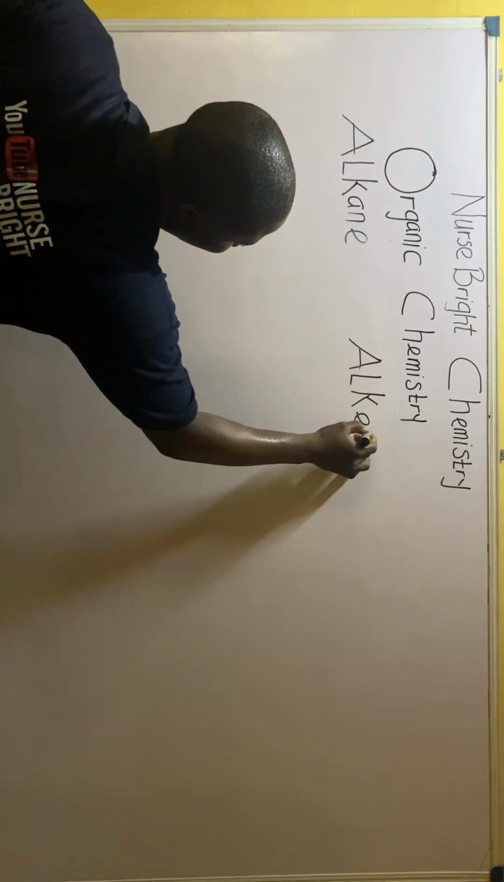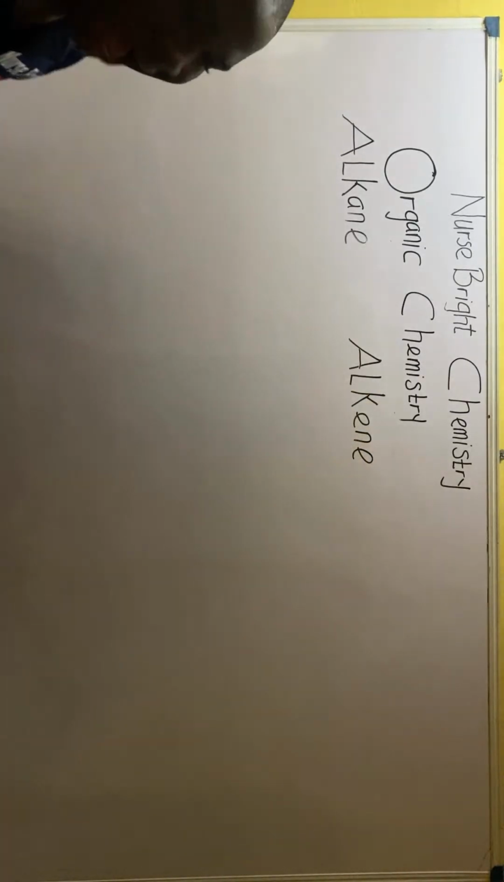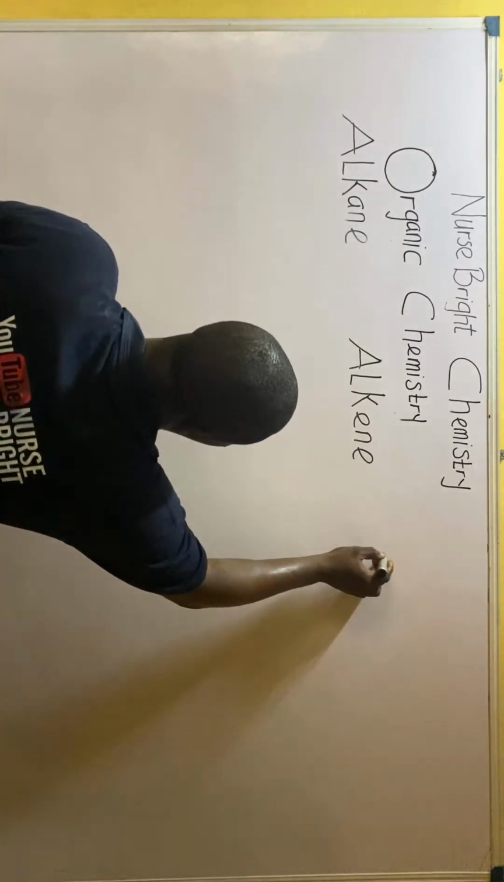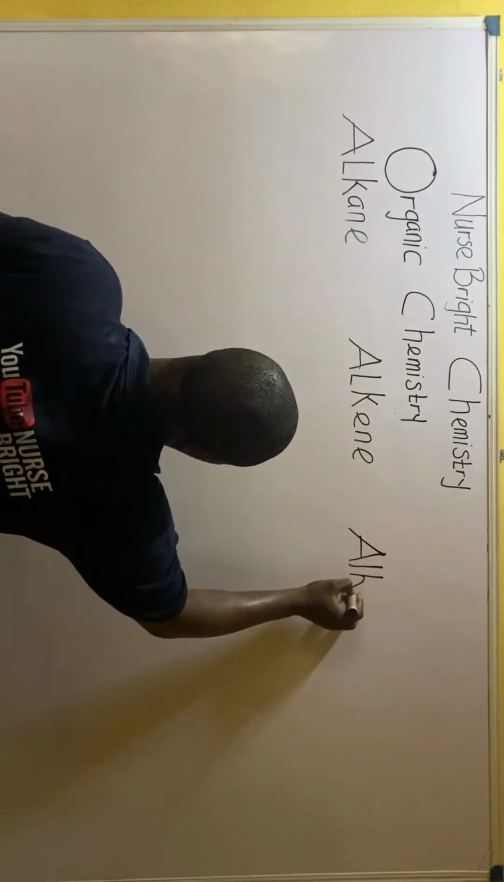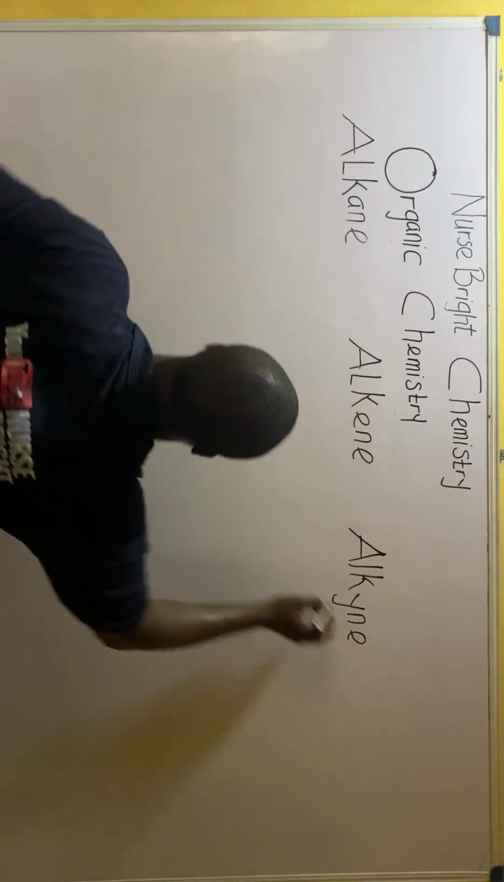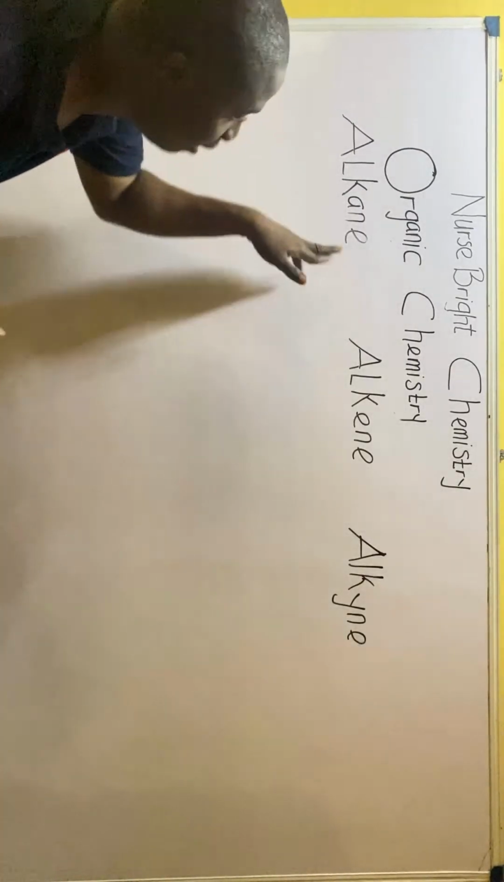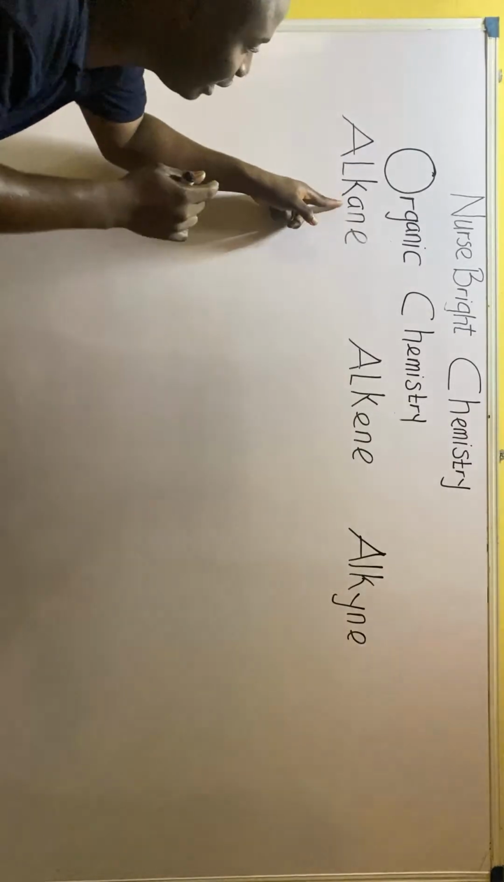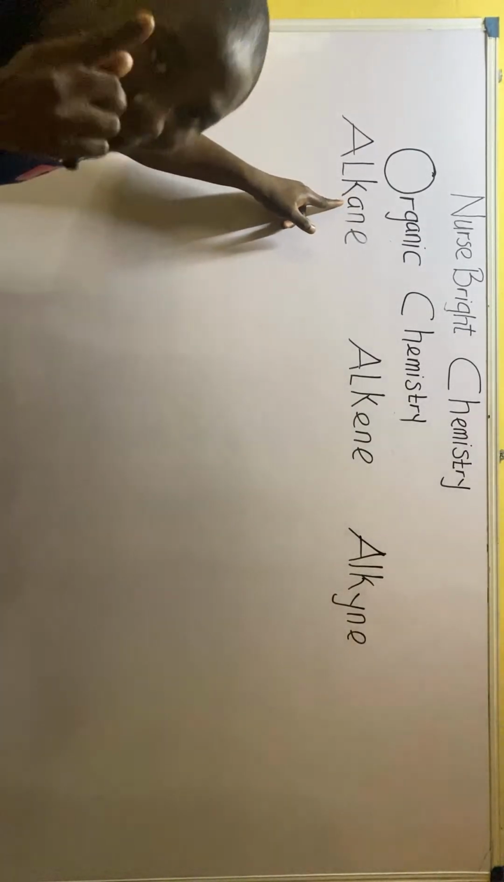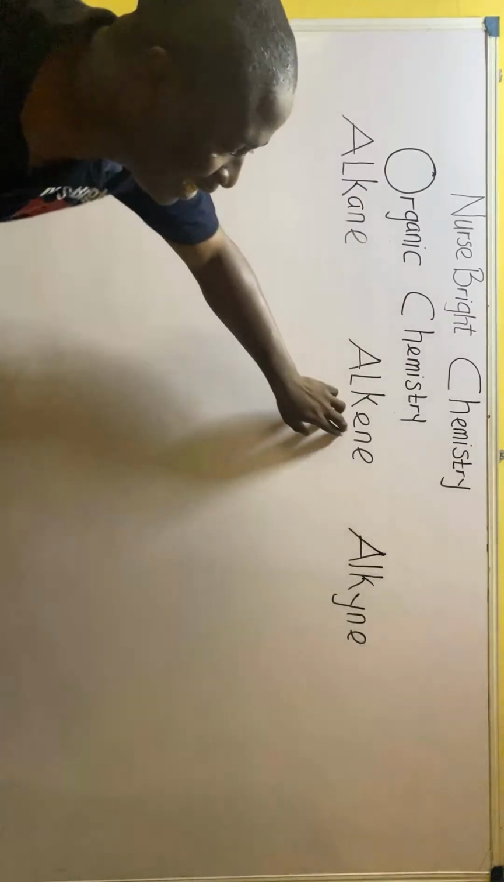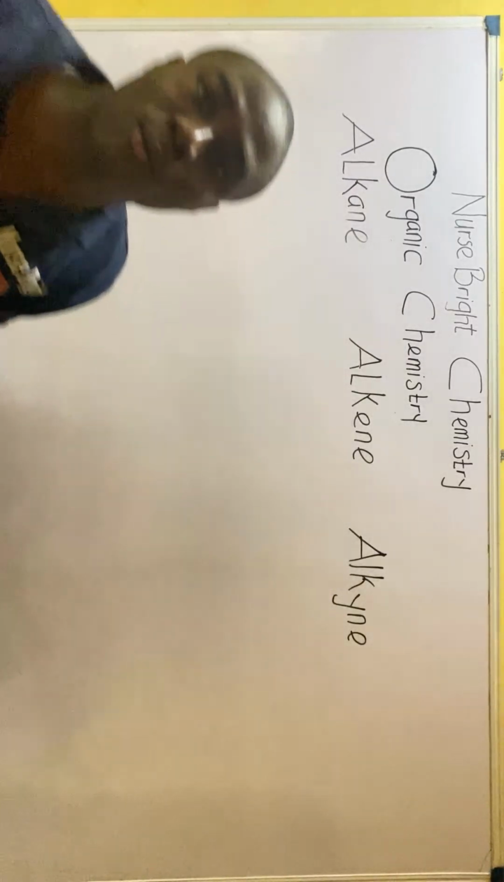We also have the alkenes. And lastly, we have the alkynes. So if you observe what is happening here, the first three letters are literally the same in all of them. What differentiates them is the three letters that end them, which for alkanes is A-N-E, alkene E-N-E, alkyne Y-N-E.